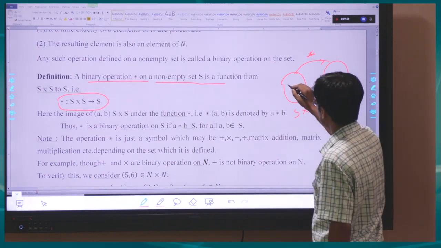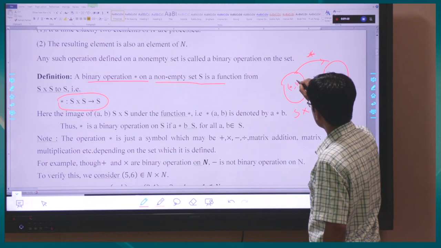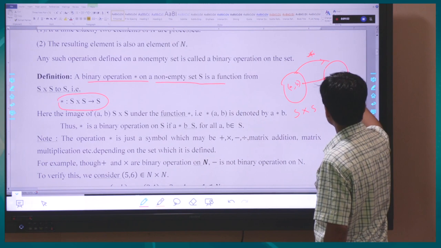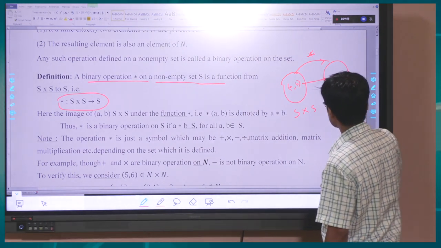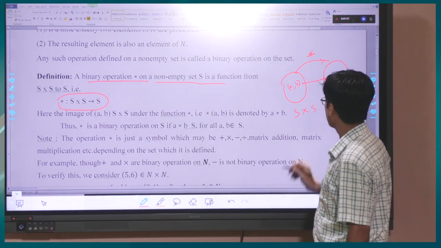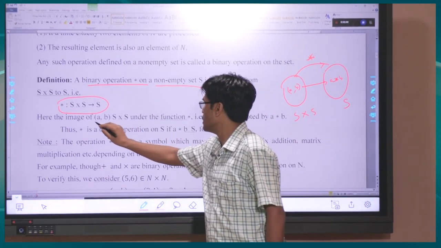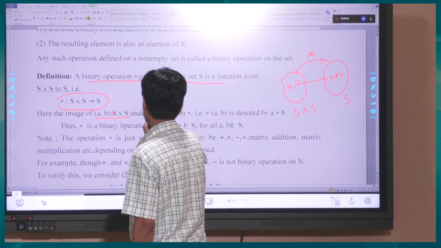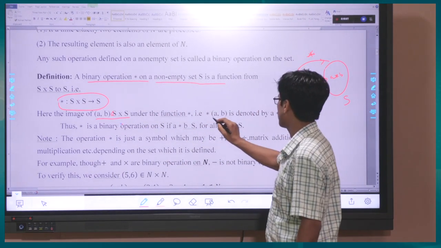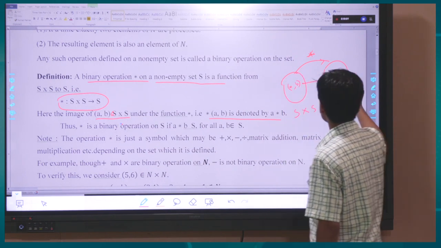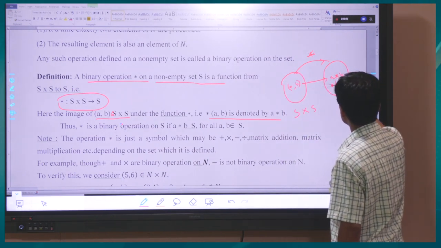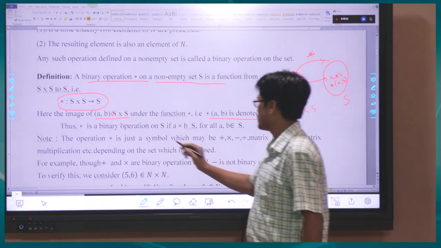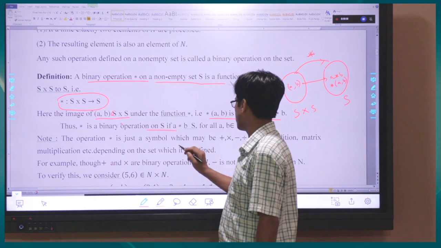If we consider any two elements from this set, the result will be A star B. This also belongs to S. So here the image of (A, B), which belongs to S cross S, under the function star is defined this way, star (A, B). So star is a binary operation on set S.